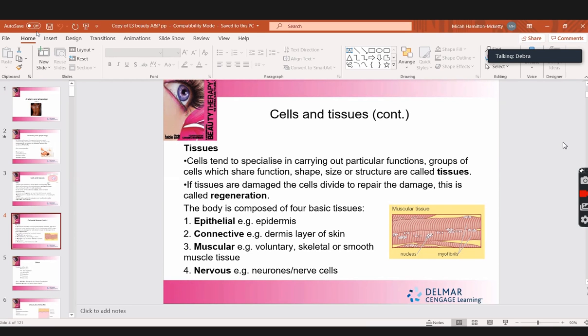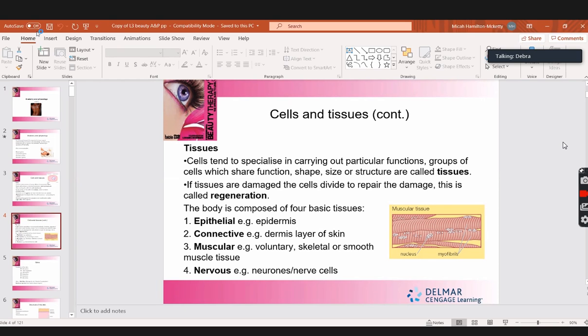So the different types of tissues are flowers. We need to know the epithelial tissue, which is found in the epidermis. We'll have connective tissue. This is found in the dermis. Epithelial tissue will only ever be found in the epidermis. Connective tissue is found in the dermis. Then we have muscular tissue, voluntary, skeletal, or smooth muscular tissue. And then we have nervous tissue, neurons or nervous cells. These are all flowers, ladies. You will need to know them.